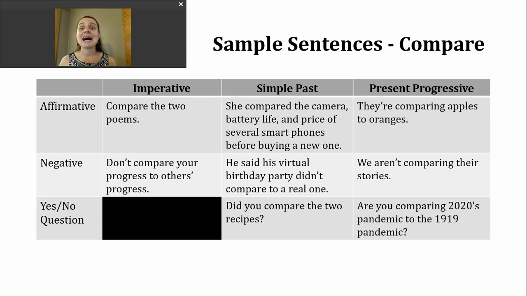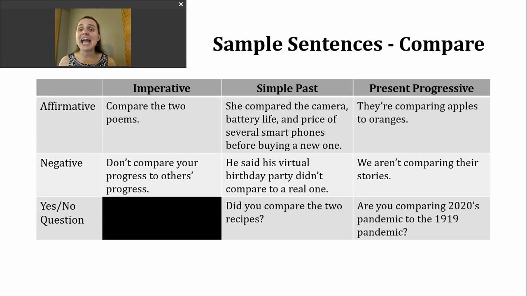If I want to make a negative imperative, so a negative command telling someone not to do something, I'm going to start with don't, and then I'll use the base verb. Here's an example. Don't compare your progress to others' progress. So this is good advice, probably for all learners, right? Not to always worry about maybe the grades or how fast someone else is moving through a particular subject of study in comparison to yourself.